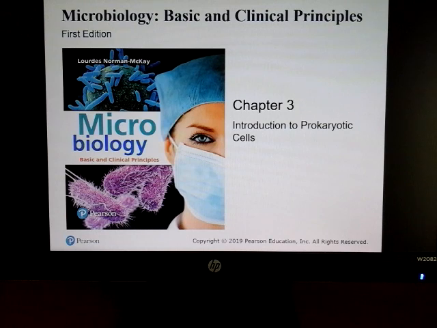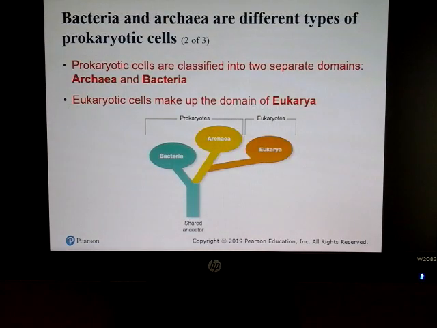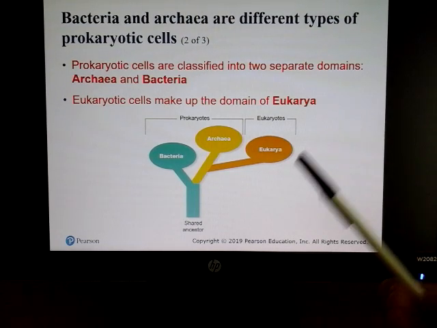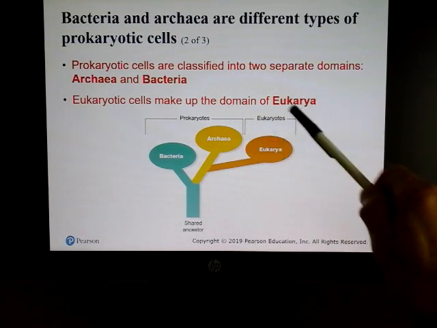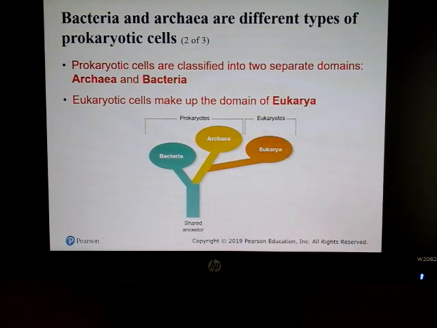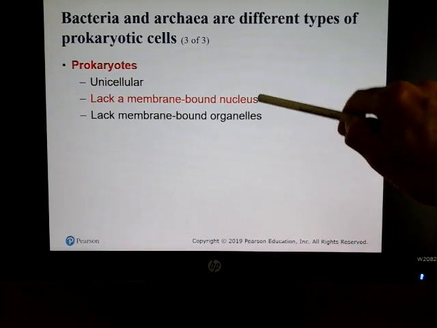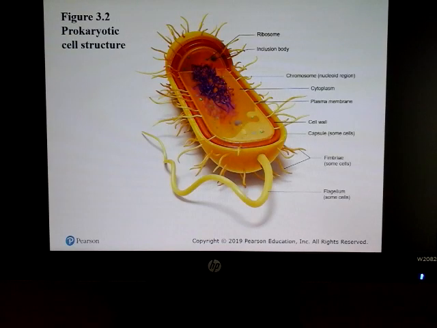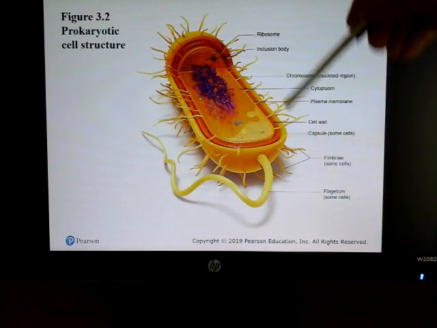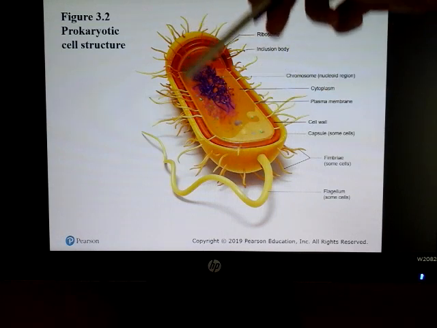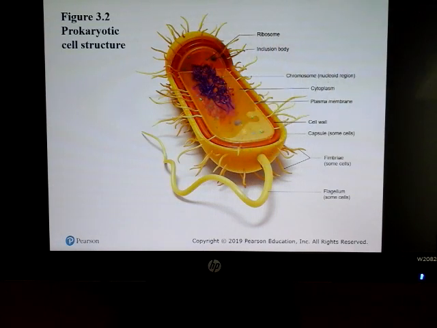Chapter 3 is an introduction into prokaryotic cells. Prokaryotic cells are classified into two different domains, archaea and bacteria. As I mentioned in Chapter 1, we have three domains. The other domain is eukarya, but those are eukaryotes, so they actually have a nucleus. So again, the key thing to know with prokaryotes: they do not have a nucleus. We'll discuss a few of these different features of the bacterial cells in this chapter.